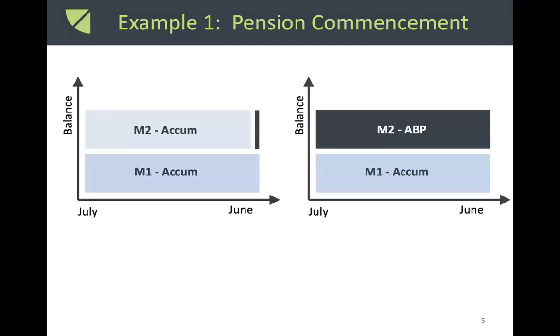So on this next slide, I'm showing you two different extreme options. And the option on the left is starting the pension right at the end of the year, so the balance stays in accumulation for the majority of the year. And the option on the right is starting the pension at the beginning of the year on the 1st of July, so member 2's balance is in account-based pension for the entire year.